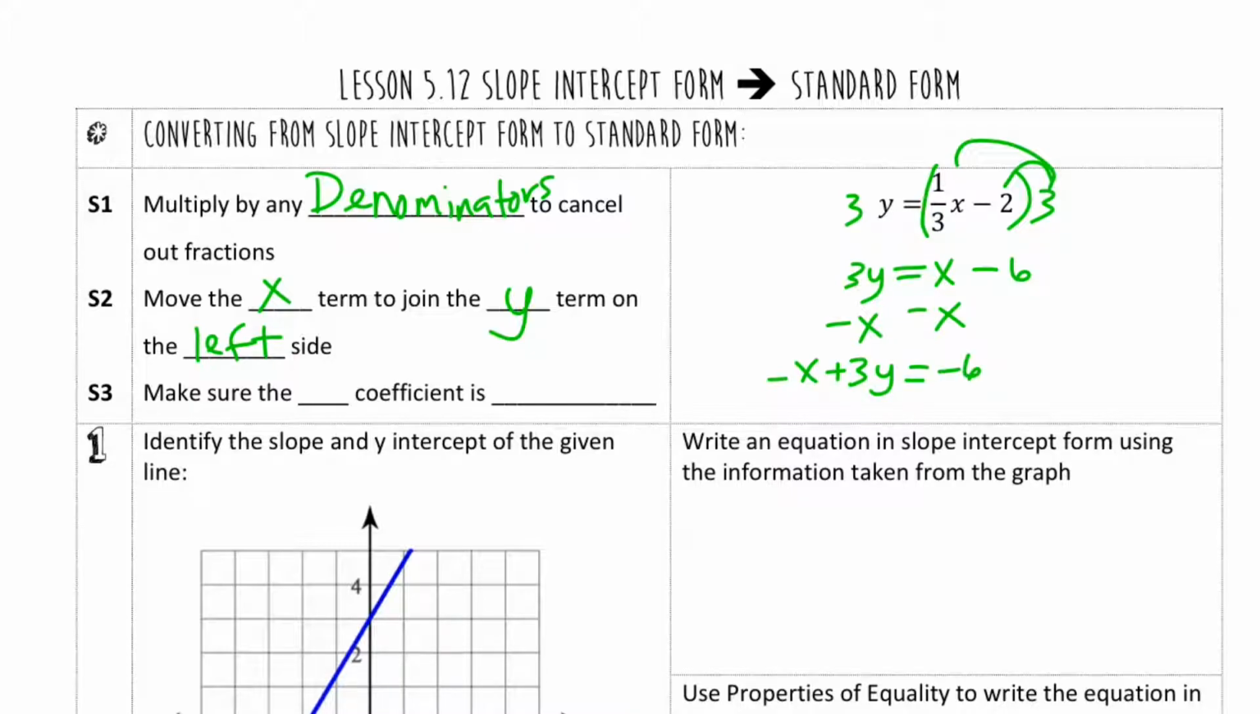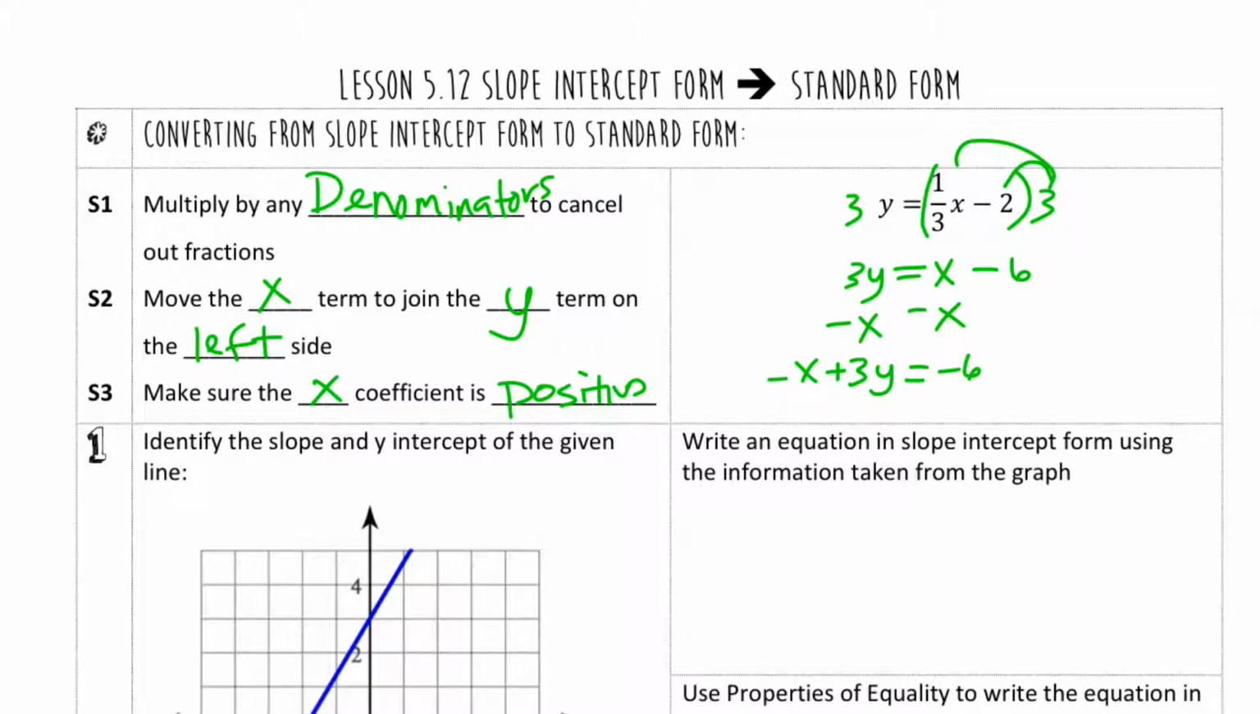Okay, we're almost done except for one thing. You want to make sure that the x coefficient is positive. Remember that the coefficient is the number in front of the variable. So here, if there's no number there, it's 1, but this is a negative 1. We always want to start with a positive x, a positive in front of the x.